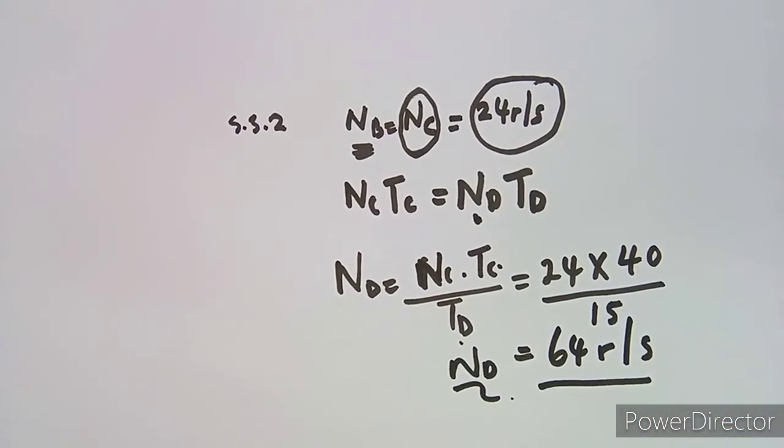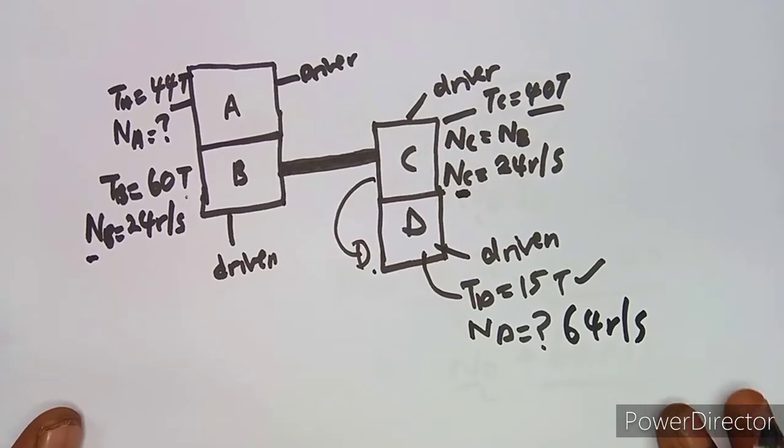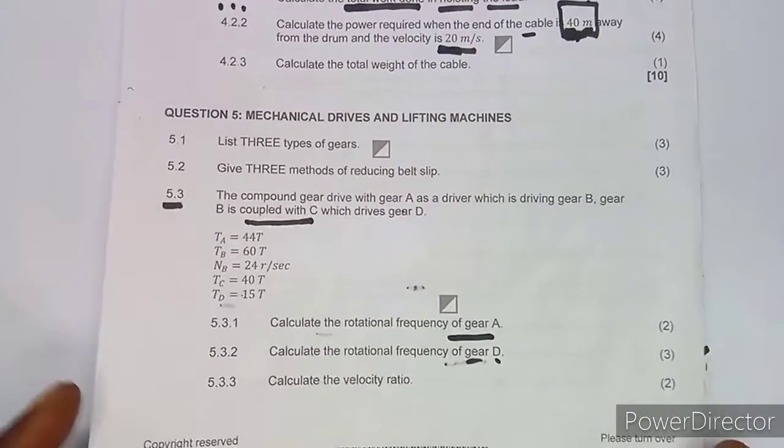So that's what you have here. We've got 64 revs per second here. That's what we had. Okay, so that's how they can ask these typical questions, but it's not new to you guys, because I remember we have been talking about these typical questions for quite a long time, so you can actually relate to them.